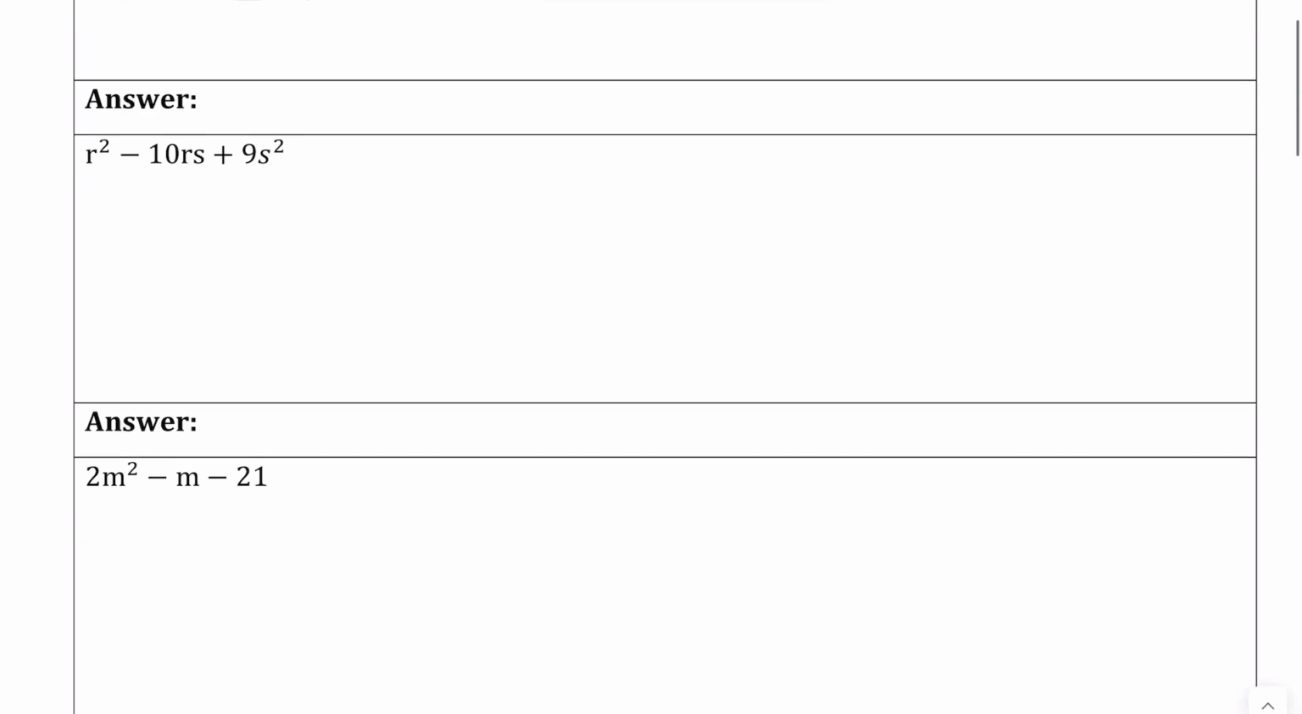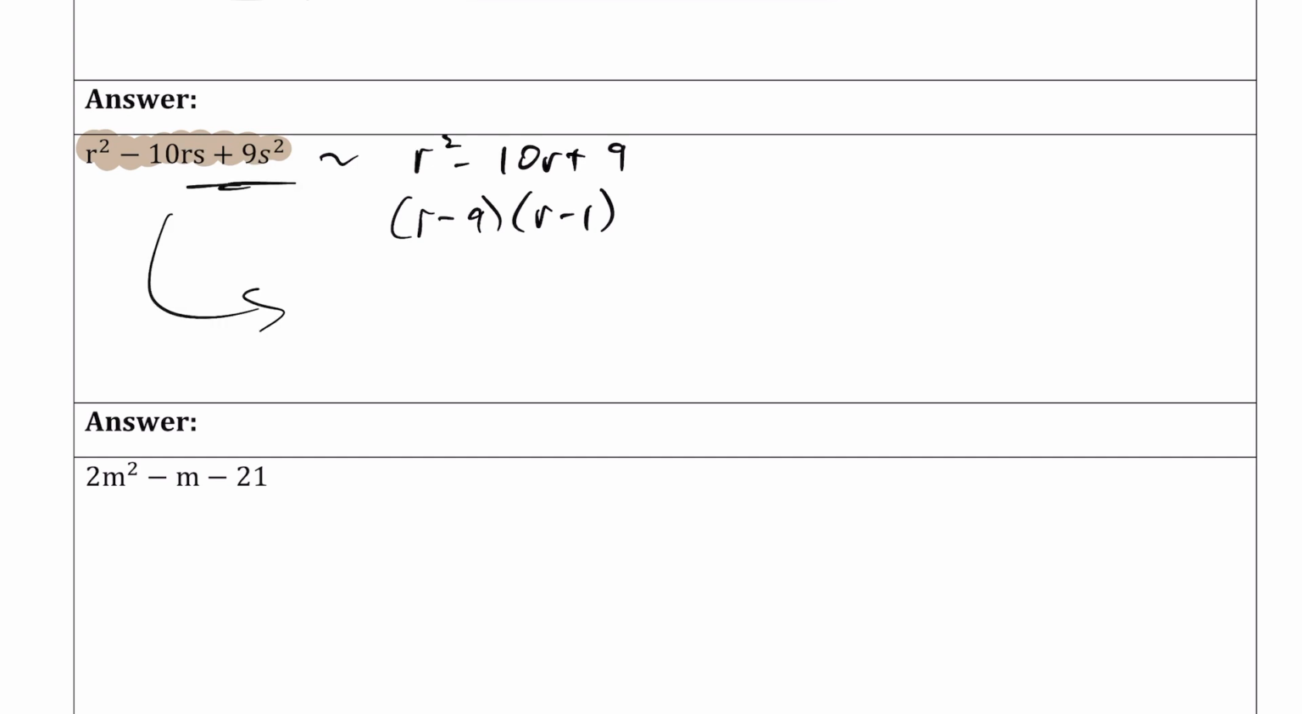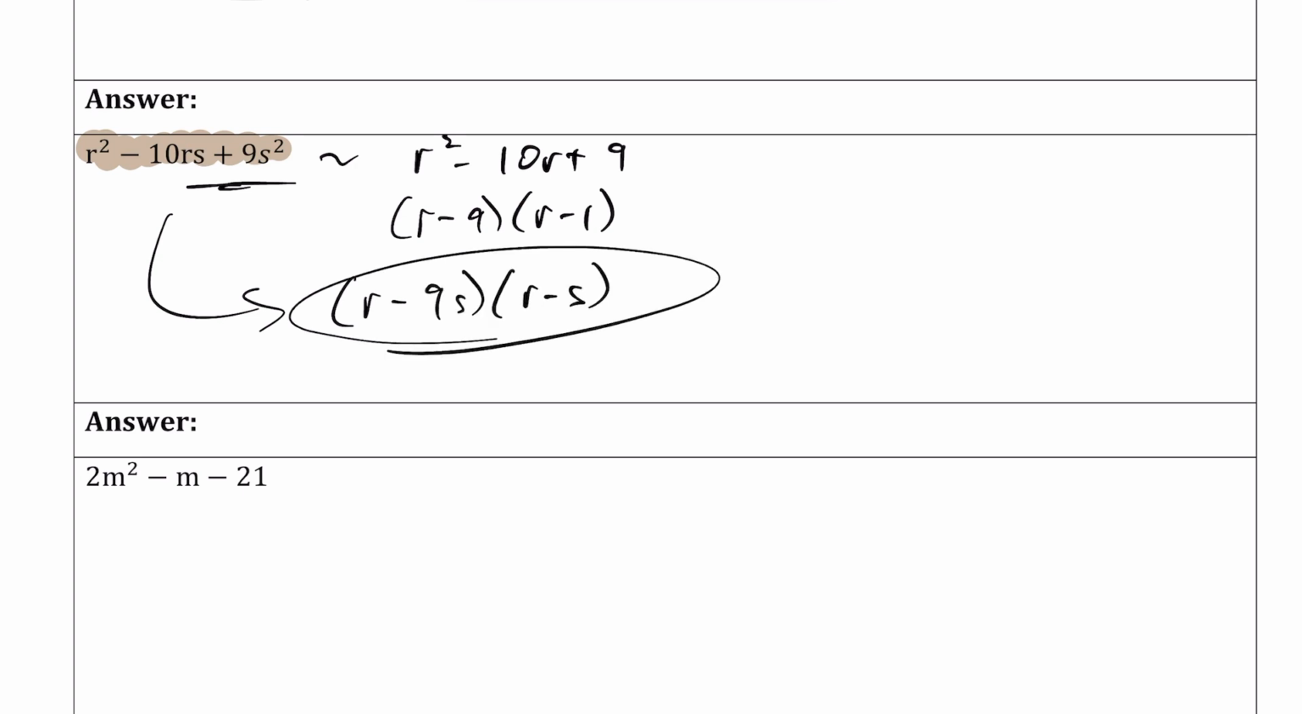All right, let's take a look at the next one here. So in this question here, this looks a lot like a quadratic. It resembles the quadratic r squared minus 10r plus 9. So we're going to go ahead and factor this as a simple trinomial. You'd end up getting r minus 9 times r minus 1. But again, it's ending in an s squared. So to get your factored expression here, this will be r minus 9s times r minus s. And this would be the answer for this one here.